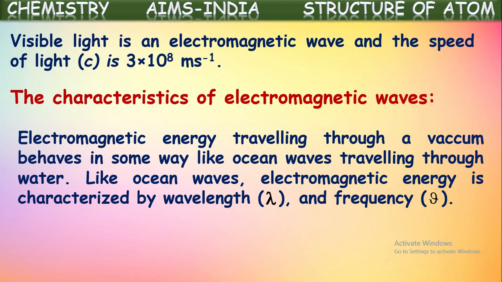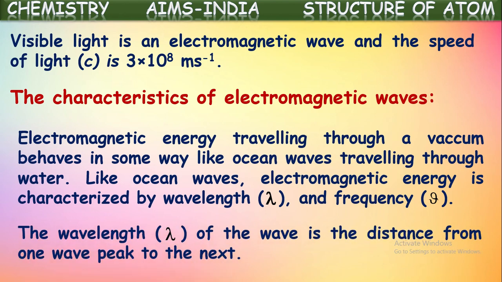What is wavelength here? The wavelength of a wave is the distance from one wave peak to another wave peak. To say simply, the distance between the two nearest troughs or crests of a wave is called its wavelength, and it is denoted with the symbol lambda.